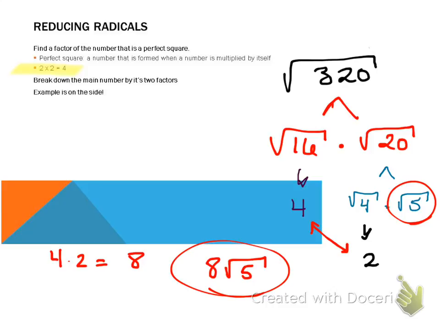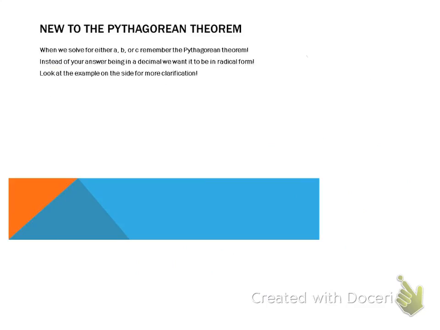So that's just a little extra reminder on reducing radicals. Here's why. Before with the Pythagorean theorem, a squared plus b squared equals c squared, we just had things like c squared equals 17.1 or b equals 2.2. Now we're going to leave them in radical form, so we want to get them in simplified radicals.